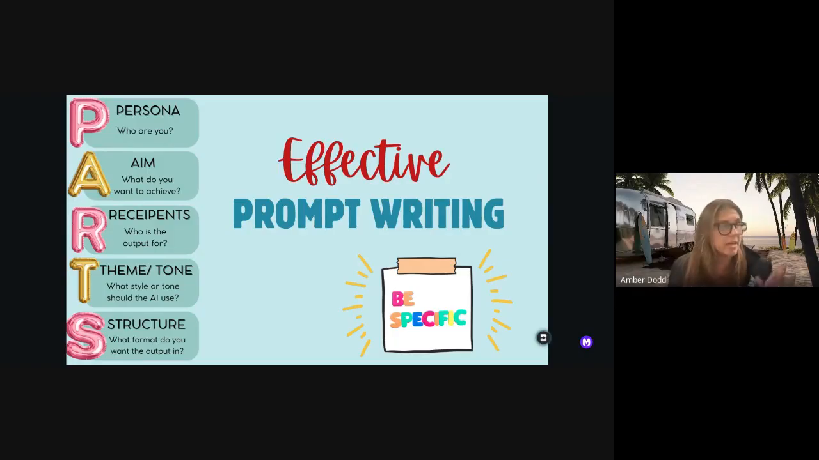So Google has released this acronym, PARTS. This is Google's way of having an effective prompt and making sure that we're being specific in our prompt writing. First is persona: tell them who we are. The aim: what we want to achieve. The recipients: who it is for. The theme or tone: what style do we want. And the structure: what format do we want to put this in?